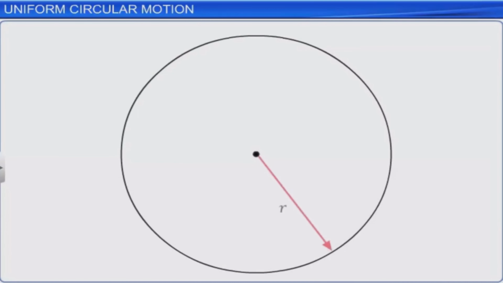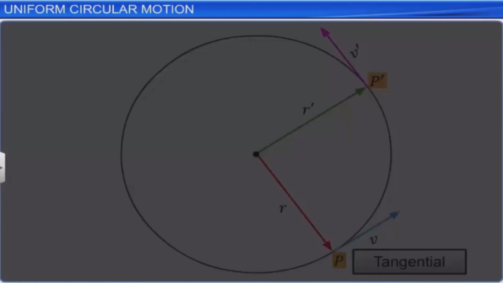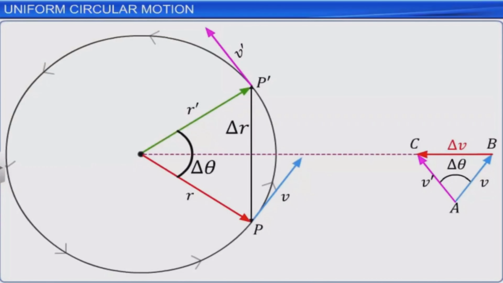Here, r and r' are the position vectors, and v and v' are the velocities of the body at points P and P'. As the body is moving in the circular path, the velocity vectors will be tangential to the circle at the points P and P'. The change in velocity, delta v, is obtained by using the triangle law of vector addition.